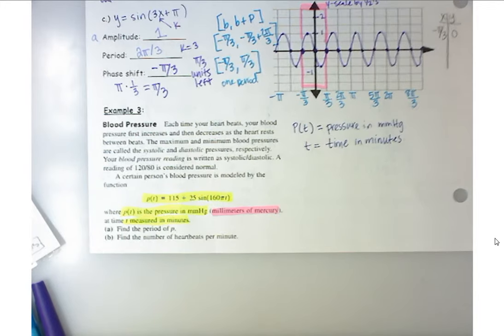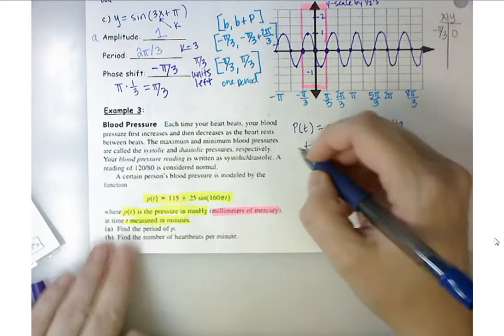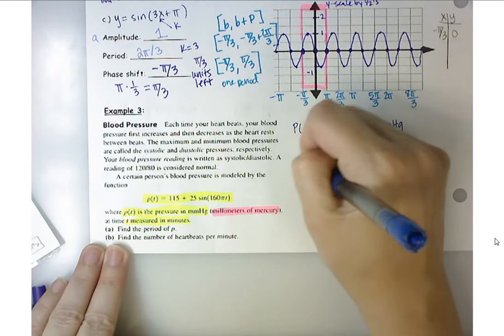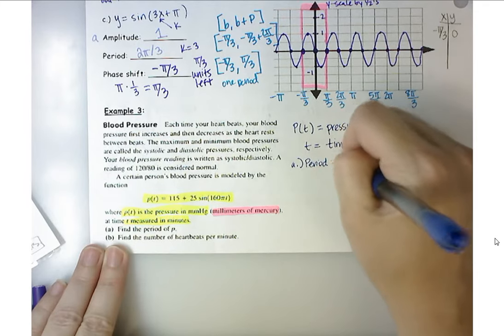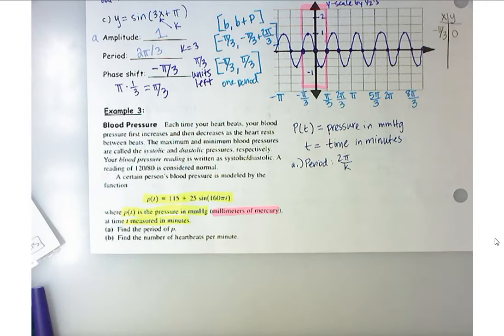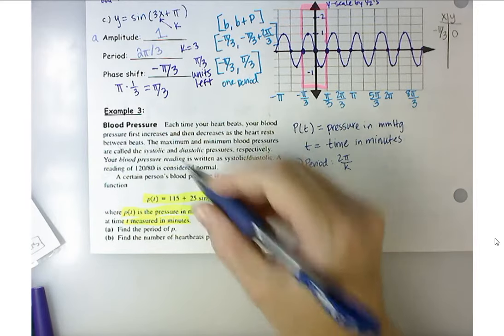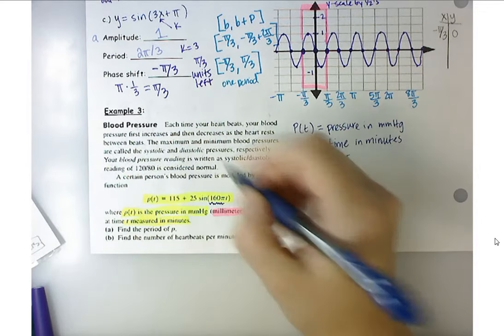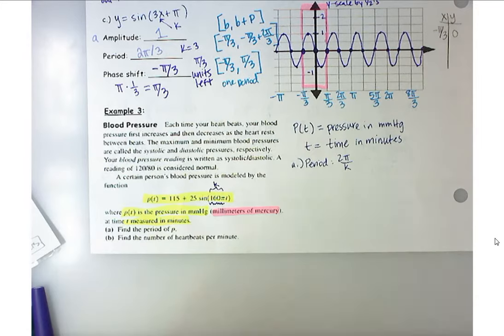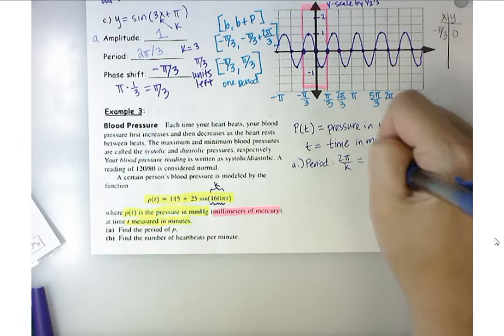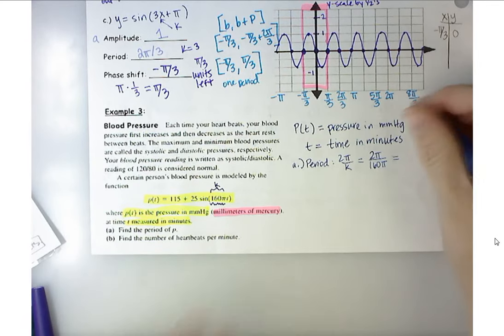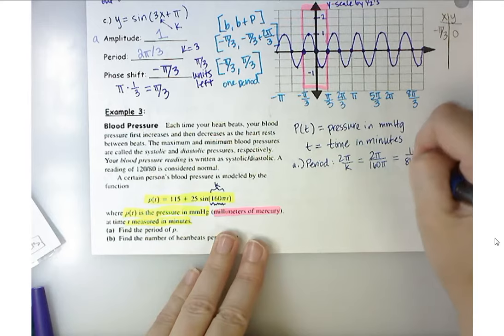So for part A, it says to find the period of P. So we know that the period is found by using 2 pi over K. Well, the K value is always in front of our, what we said, x. It's our input value. This time our input value is T. So the 160 pi, that's going to be your K value. So if I want to find the period, I'm going to do 2 pi over 160 pi, which is just going to reduce to 1 over 80.